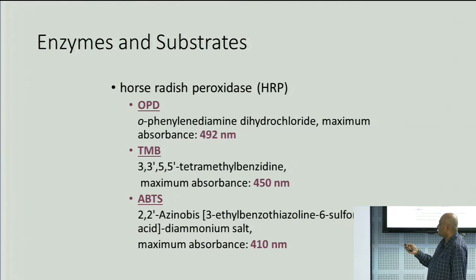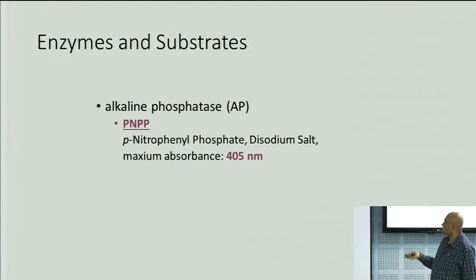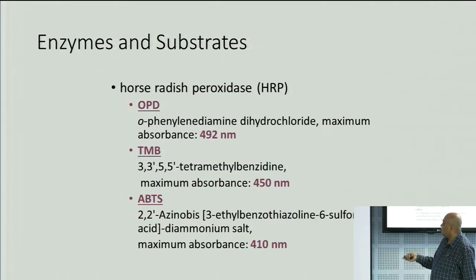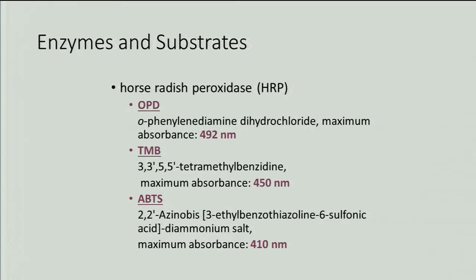These are different substrates which we use: OPD, TMB, ABTS. These come in code names, and each substrate is related to a particular wavelength at which you would see the light coming on. They are pretty close to each other, but each wavelength corresponds to a different color, so you would see different colors showing up. There is a fourth one also. They are all in the range of 400 to 500 nanometers, in the blue, green range.